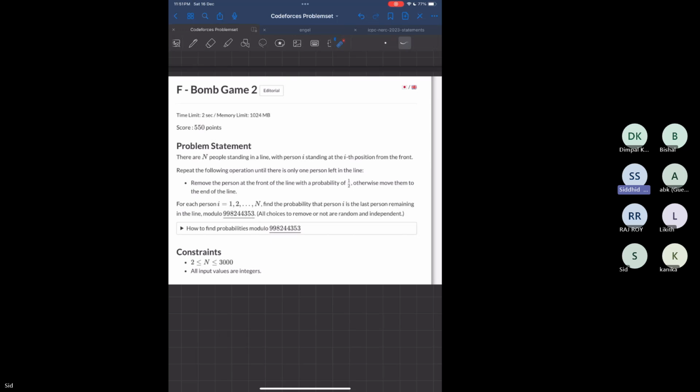Okay, and one thing to notice here is n is 3000. So we can aim for something like O of n square. We can look for something like that.